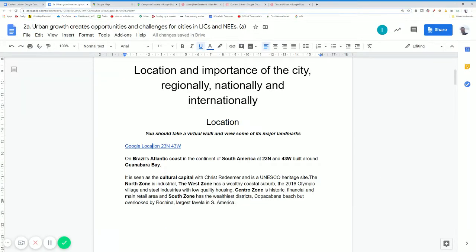So like it says on there, it's on Brazil's Atlantic coast. We're in South America. You've got the longitude and latitude, 23 degrees north and 43 degrees west. And it's built around Guanabara Bay. And the whole idea is that you make sure you can do longitude and latitude and have an understanding of how to find that. If you don't, then have a look on the web and you'll find all sorts of help files on how to use longitude and latitude.